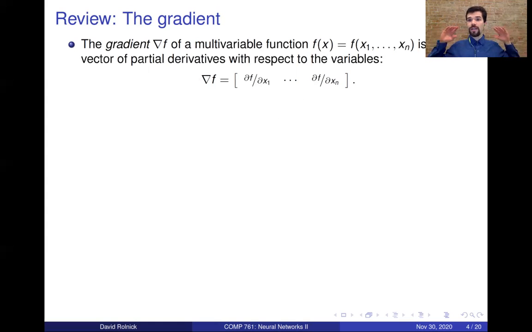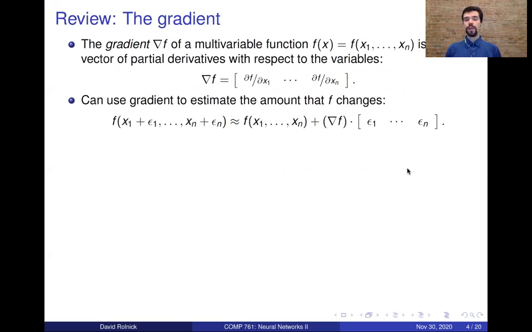This is assuming that the function has a single variable output. So an example of such a function might be you just sum all the entries of the vector together. That would take in a vector and give you out a scalar. So if you take in a vector and get out a scalar, then you can take the gradient of the function and you get a vector.